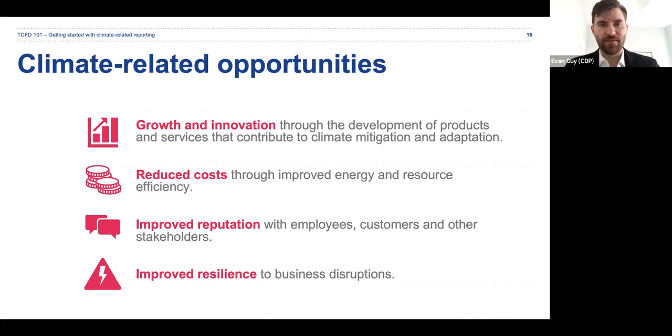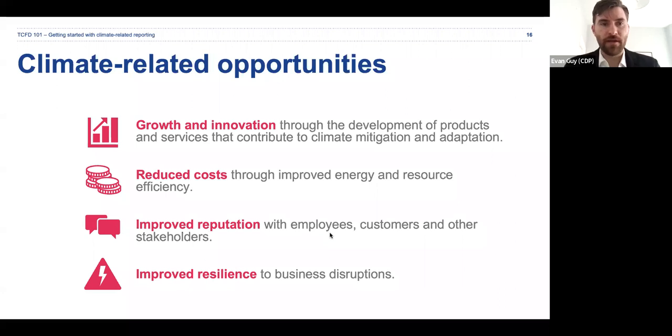So some of the potential opportunities for businesses that we see are growth and innovation through the development of products and services that contribute to climate mitigation or climate adaptation. We see reduced costs through improved energy and resource efficiency. We see companies improving their reputation with employees, customers, and other stakeholders who are increasingly having higher expectations around companies when it comes to climate. We also see companies really managing climate risk and really helping them to be proactive, more resilient, and ready for any future business disruption. And together, this can really help ensure that your business is fit for growth and to thrive in a rapidly changing economy.